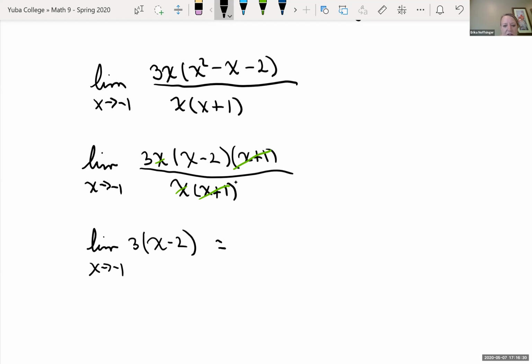So go back and do direct substitution. Wherever you see an x, plug in negative 1. So we have 3 times the quantity negative 1 minus 2, and with the order of operations, we have 3 times negative 3, which is equal to negative 9.